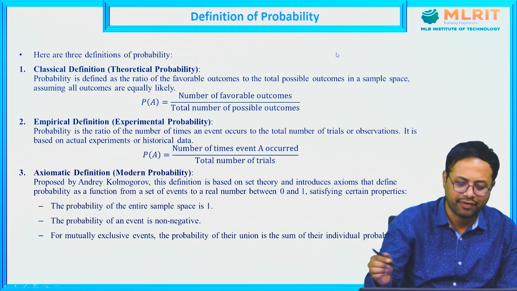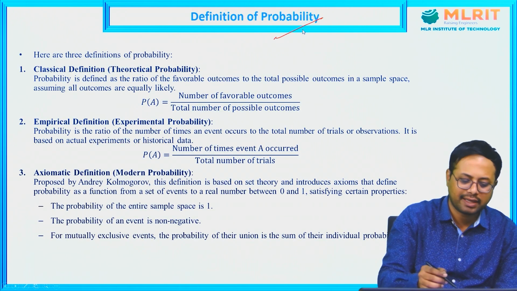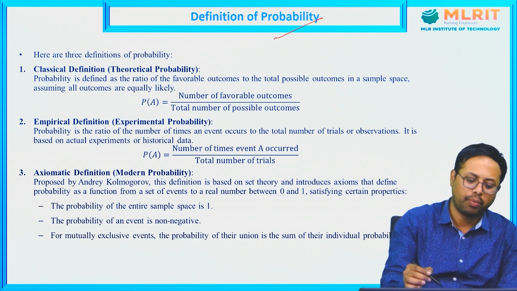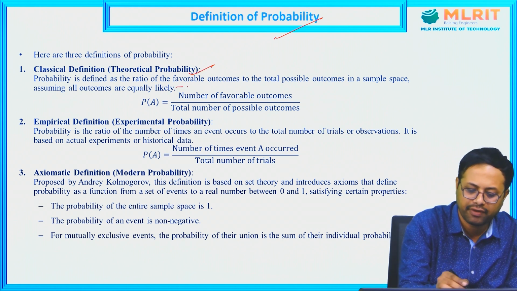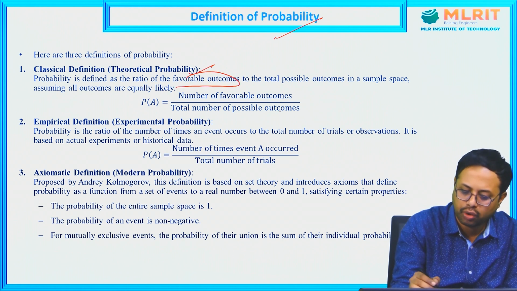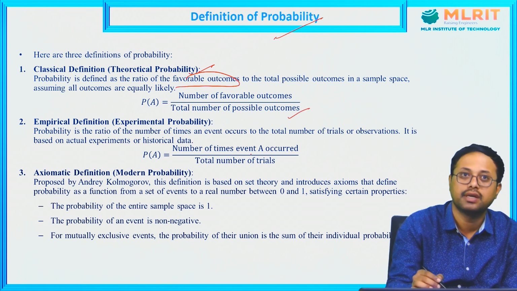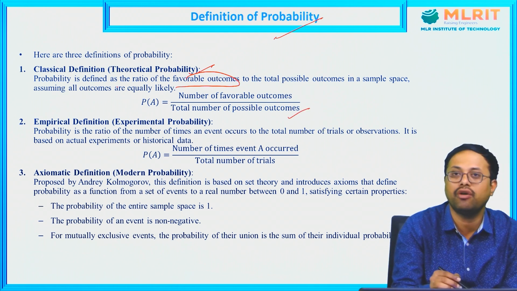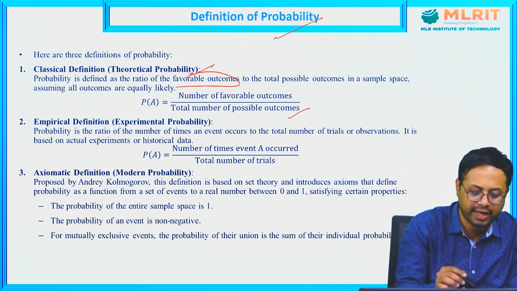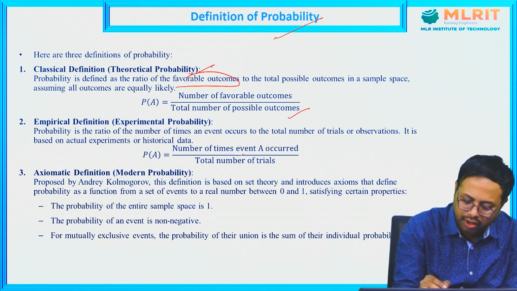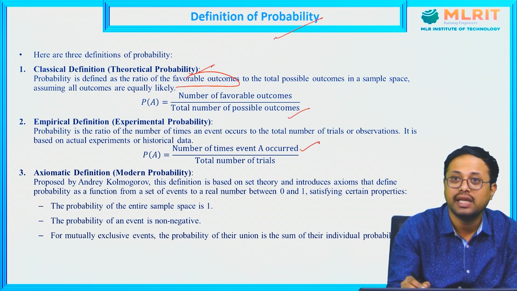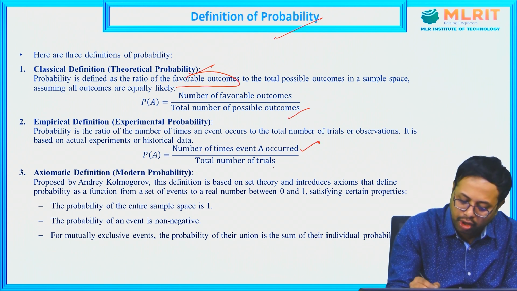Now, what is the definition of probability? There are three definitions of probability. The classical definition tells that it is the ratio of the favorable outcomes to the total number of possible outcomes. This is the classical definition of probability. Next, the empirical definition is the ratio of the number of times the event A occurs to the total number of trials.